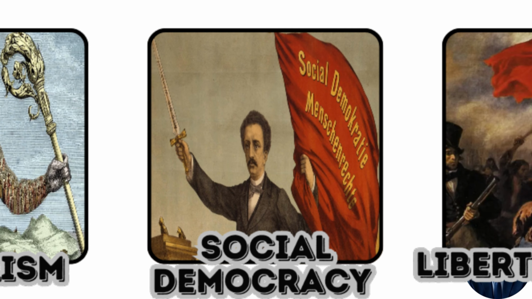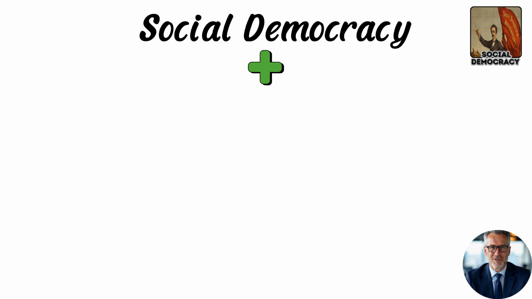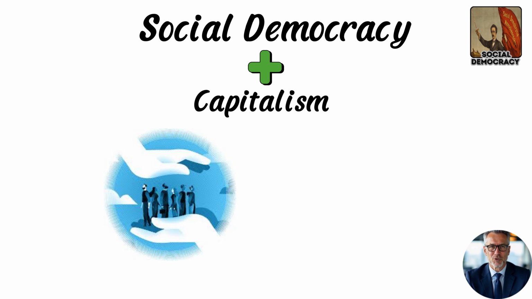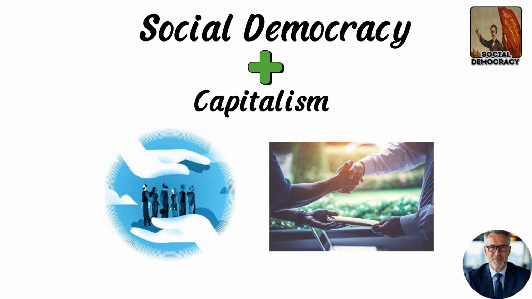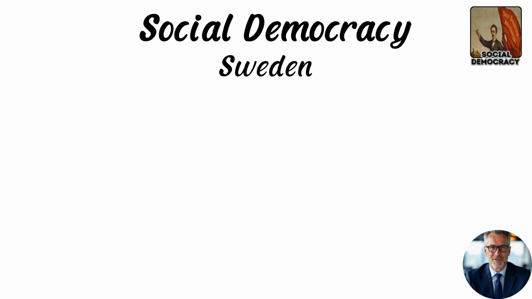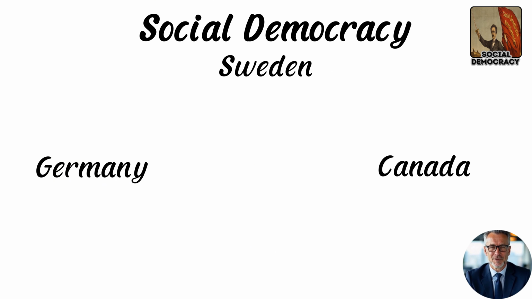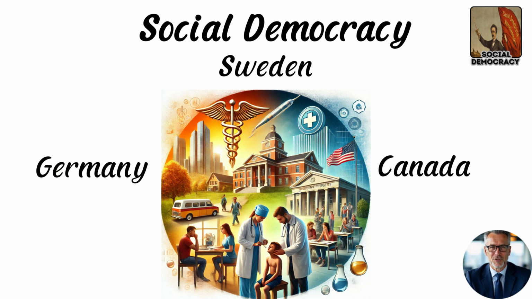Social democracy, the best of both worlds. Social democracy blends capitalism with strong welfare systems, ensuring economic security while maintaining market competition. Countries like Sweden, Germany, and Canada exemplify this model, providing universal healthcare, free education, and social safety nets.